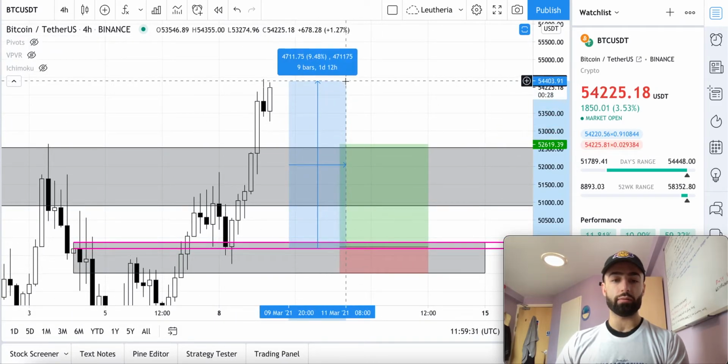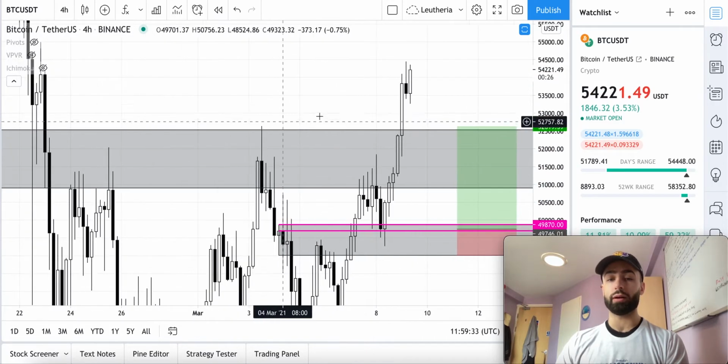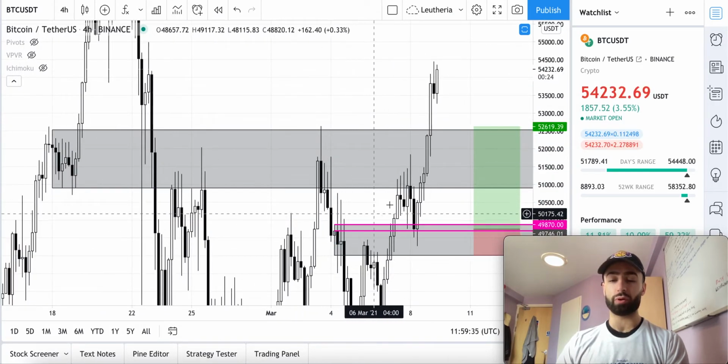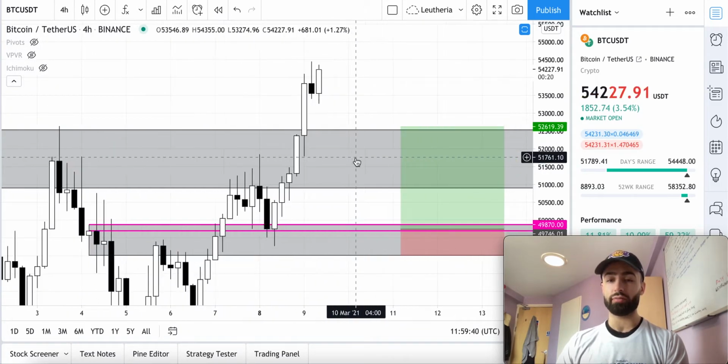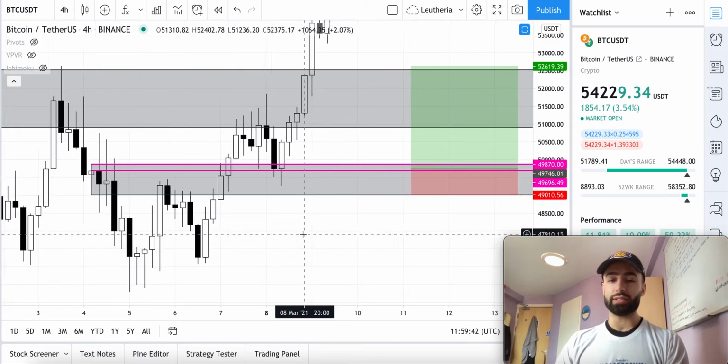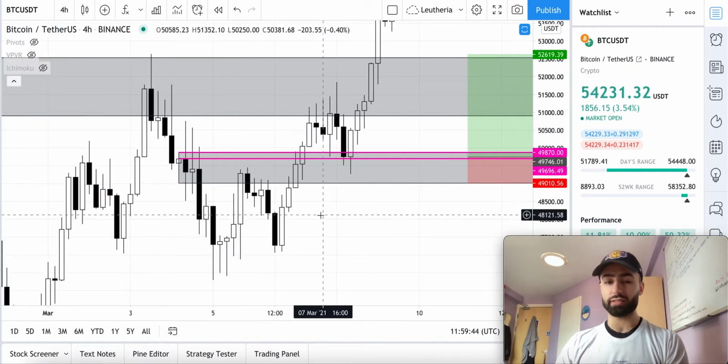And we might even continue to go higher from there. I imagine that we probably will, now that we've broken above this gray zone. This is actually probably going to act as support if we get a retest of that zone. But this is the overall trade setup here. It's a very simple trade.